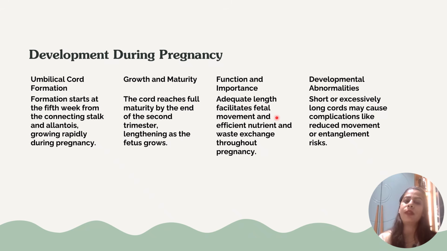Adequate length facilitates fetal movement and efficient nutrient and waste exchange throughout the pregnancy. Also, developmental abnormalities of the umbilical cord may cause complications during pregnancy and also after birth. A short or excessively long cord may cause complications like reduced movement or entanglement risk. If it is short, there is reduced fetal movement; the fetus cannot move properly due to the short cord. If it is a long cord, there might be a chance of entanglement or the cord around the neck.